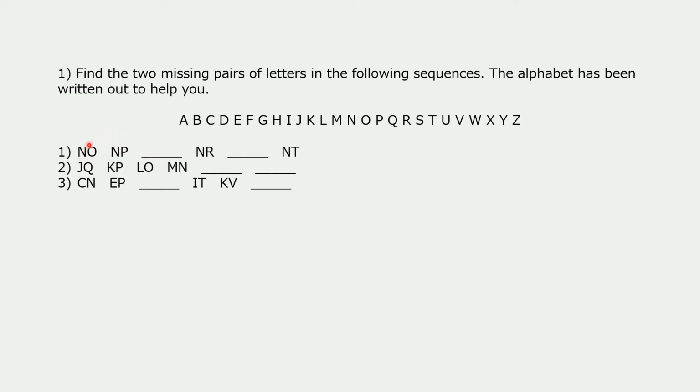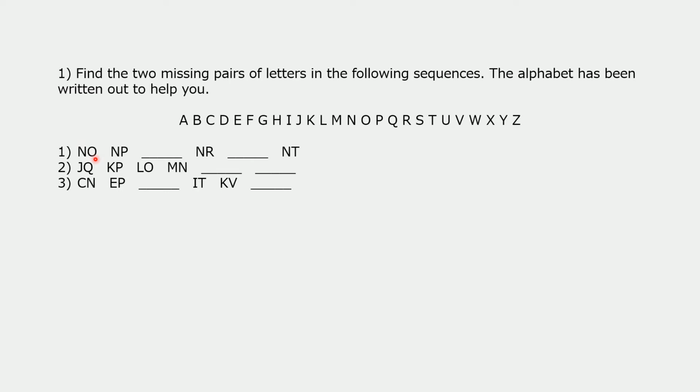So first we need to find out what the order is. NO, NP, space, NR, space, and NT. What do all these have in common? Yes, all the first letters begin with N. So now we know that the spaces will probably have to begin with N as well.